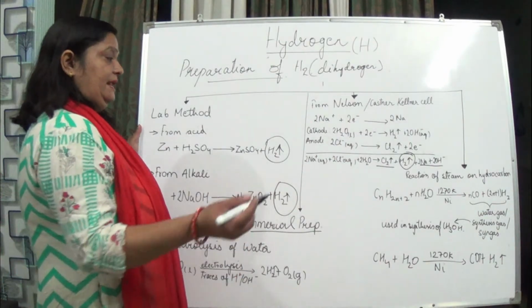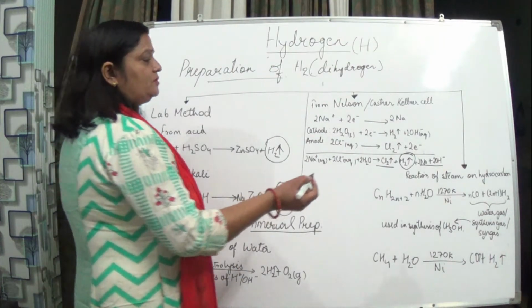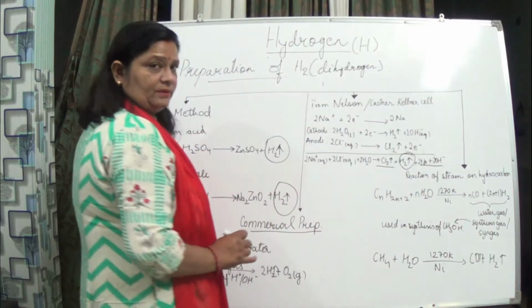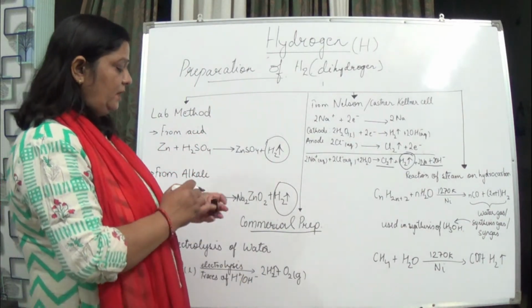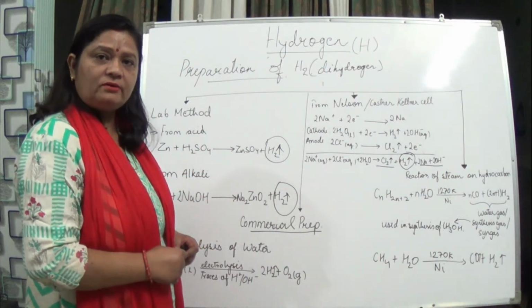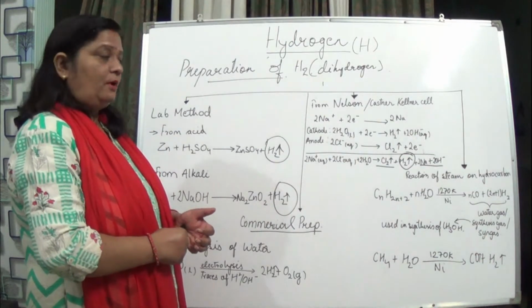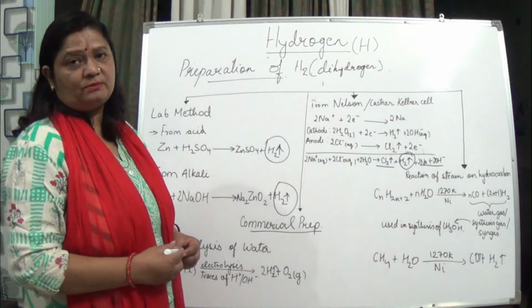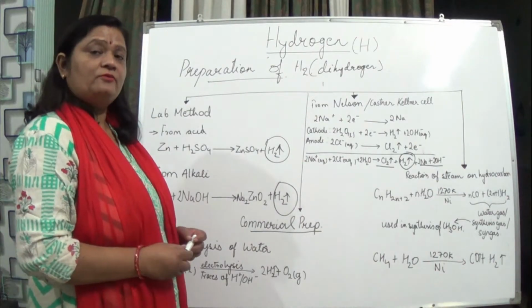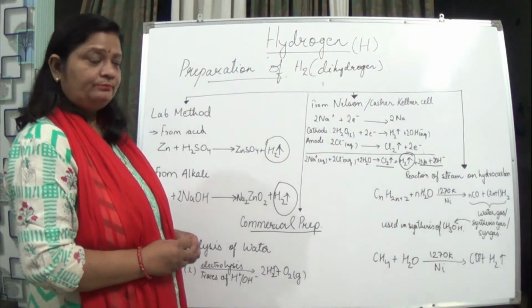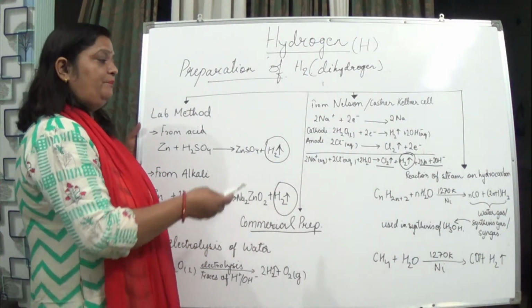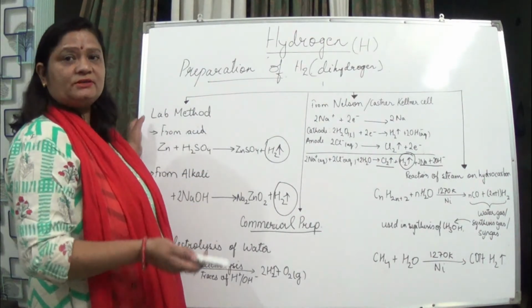Okay, the next method is by the reaction of steam on hydrocarbons. So what are hydrocarbons? Actually, compounds of carbon and hydrogen, isn't it? The formula of the alkane is what? CnH2n+2, isn't it? For alkene it is CnH2n, isn't it? And for alkyne it is CnH2n-2.